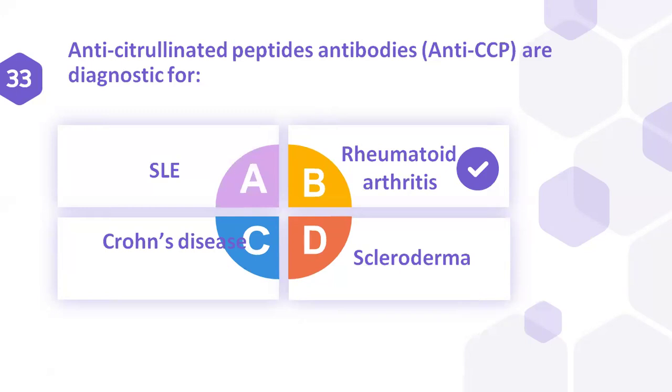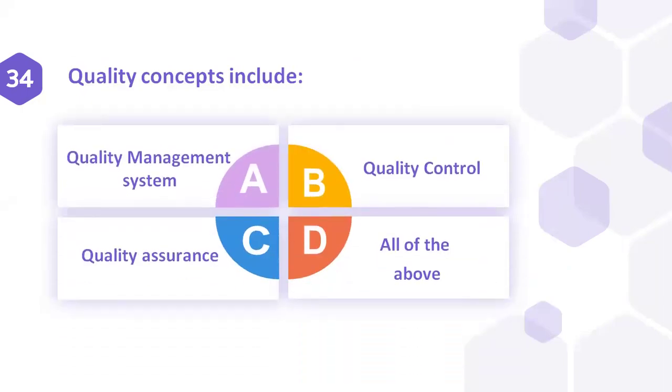So normal range of anti-CCP antibodies, they should be less than 20 EU per ml. So what is EU per ml? Enzyme units per milliliter. So anti-CCP antibodies can be seen in case of rheumatoid arthritis, RA.